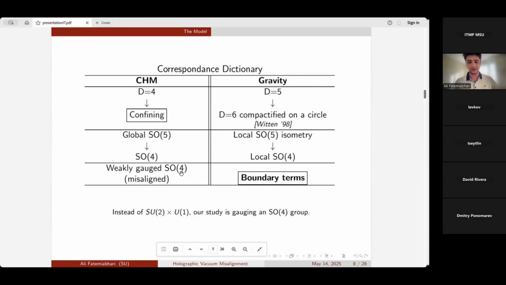And this SO4 is not aligned with the previous SO4. It is misaligned to have the potential for the Higgs, etc. So this is explicitly breaking the SO5 symmetry, and from interactions of these two SO4s, an SO3 will remain, and that will act as the photon of our theory. So instead of SU2 cross U1 breaking to U1, it will be an SO4 breaking to SO3 or to some SU2.